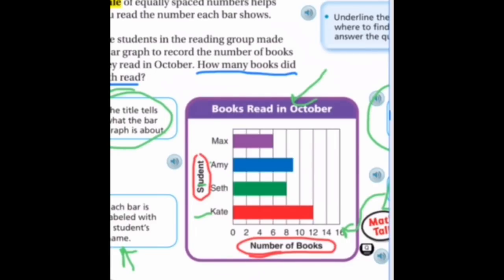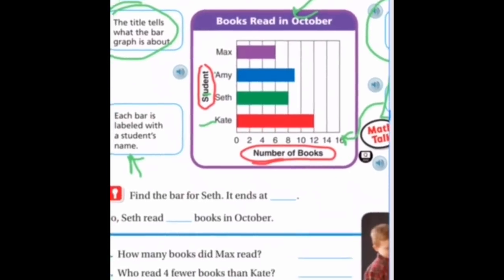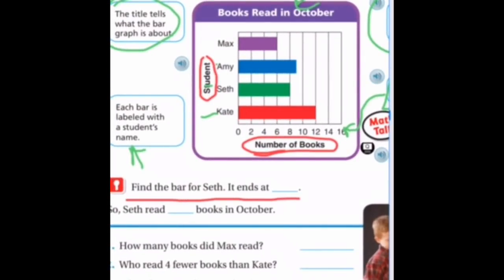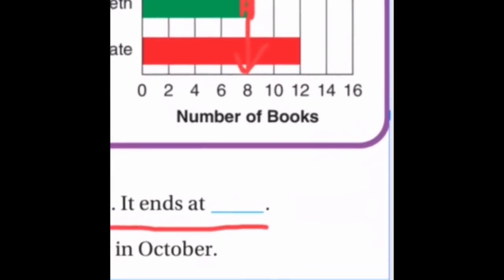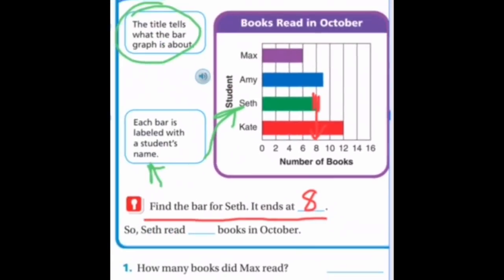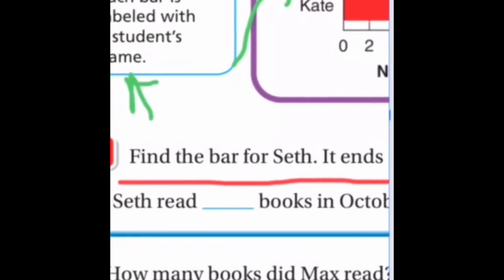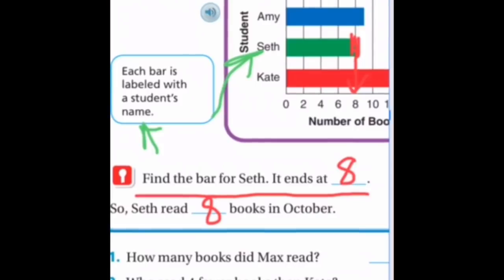Okay, so let's take a look at the bottom here, and it says, find the bar for Seth. It ends at blank. So I'm going to erase a few things here, just to kind of clean it up. There we go. Okay, finding the bar for Seth, and he is right here. He's the green bar, okay? And it ends at blank. It ends right here, and if we follow it straight down, it ends at 8, right? So it ends at 8. So Seth read 8 books in October, okay?